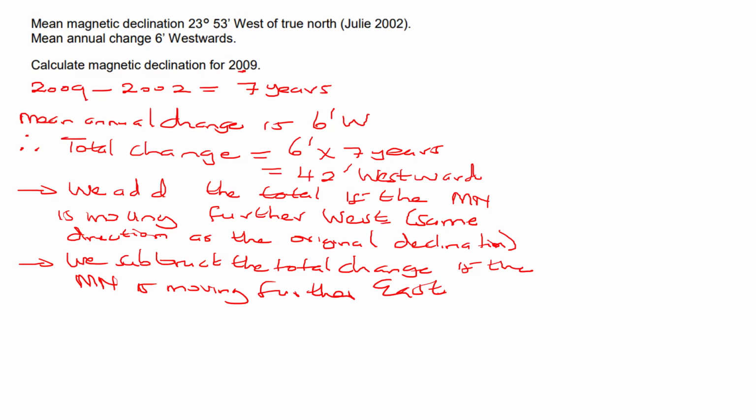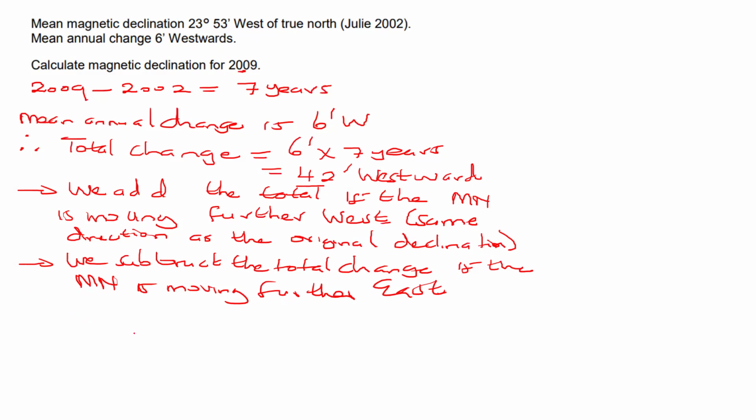Moving right on, we already got our total change, which is the total distance the magnetic north has moved over that time, 42 minutes westward. Now we start to adjust the magnetic declination. We add the total change because the magnetic north is moving further west.